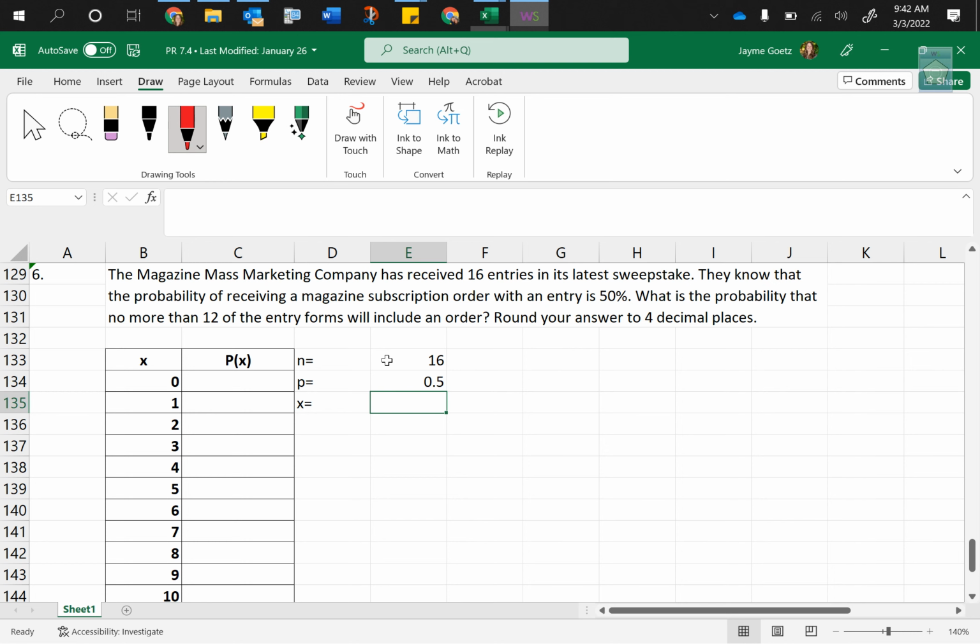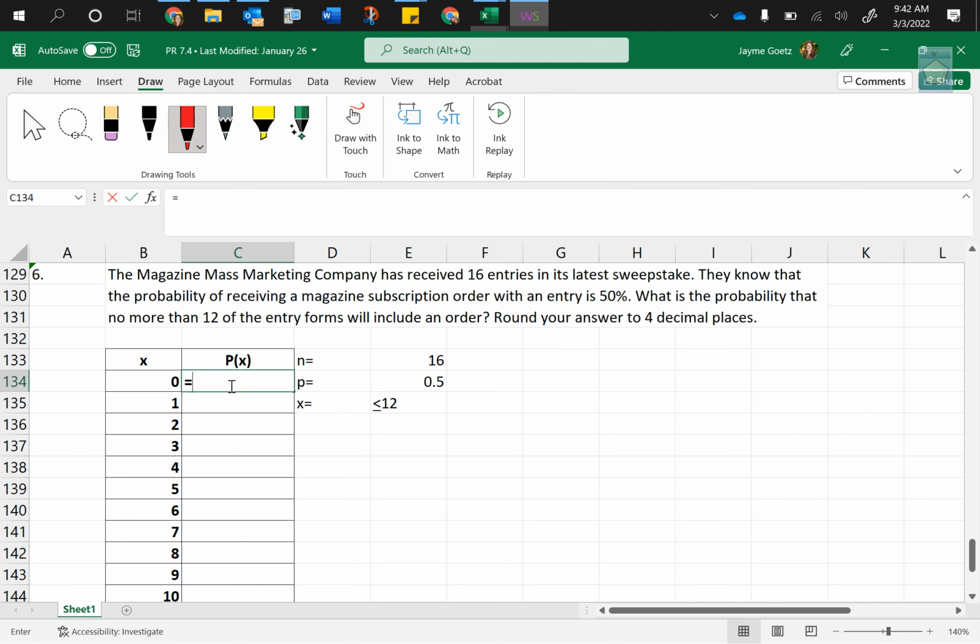So I'm going to go Control U for underline. Then I'm going to click the less than. That gives me less than or equal. Then I'm going to go Control U to get rid of the underline. And I'm going to type in 12. Less than or equal to 12. All right. Let's come over here and fill in my table.